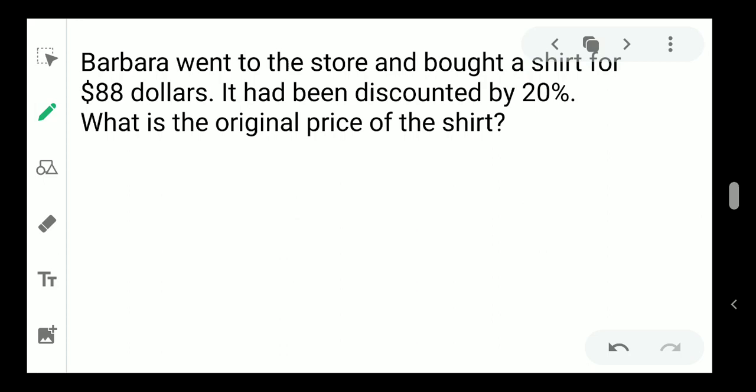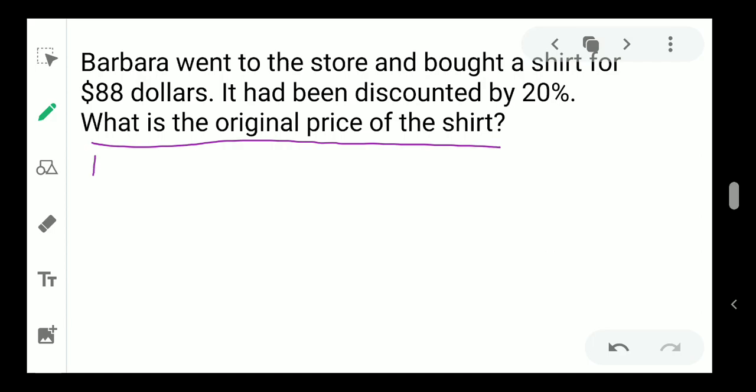In this question, it is told that Barbara went to a store and bought a shirt for $88. So the final price she paid is $88. It had been discounted by 20%. What was the original price of the shirt? Now this is a little bit tricky, in the sense that you have to identify the components. It is very clear what you have to consider.